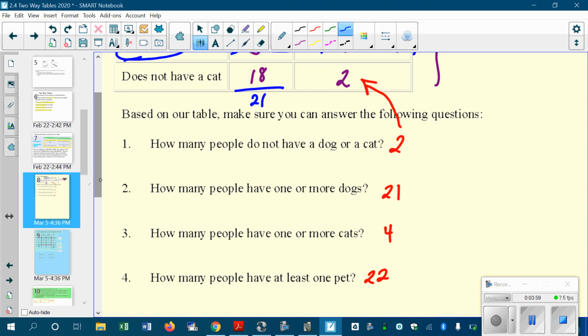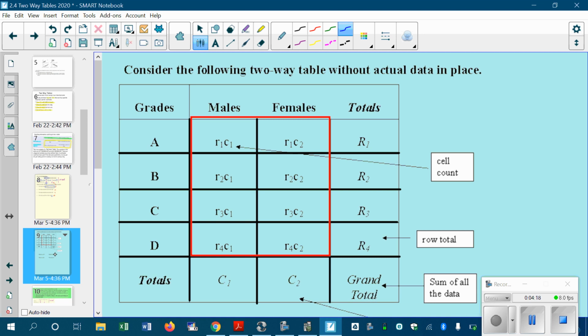And then how many people have at least 1 pet, where we understand pet to be cats or dogs because we weren't looking at other animals. So that's everyone except this group, right? Do not have a dog or a cat was 2, and there were 24 people total, so that leaves 22 people owning a pet.